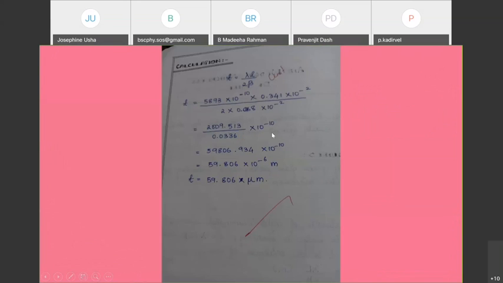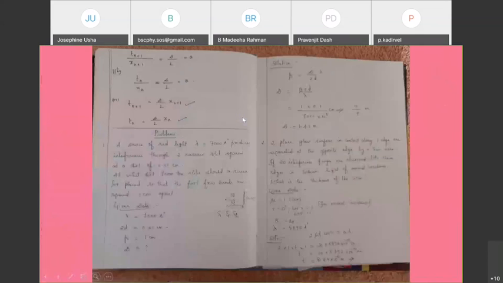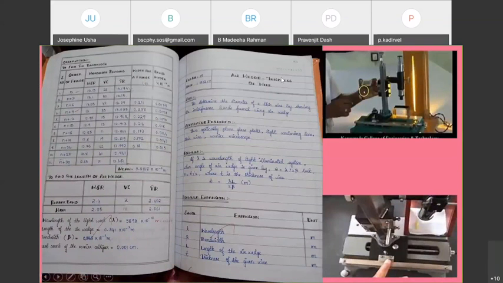Substitute everything in the formula so that we can find t, which is nothing but the thickness of that thin wire. So the thickness of the thin wire we can calculate. See how much the thickness of human hair is; it differs from every human, right? On average we are getting the thickness of the wire around 59 or 60 micrometer. Micro means 10 power minus 6. So I'm getting around 60 micrometers. So this is about the experimental procedure of air wedge to find the thickness of wire.